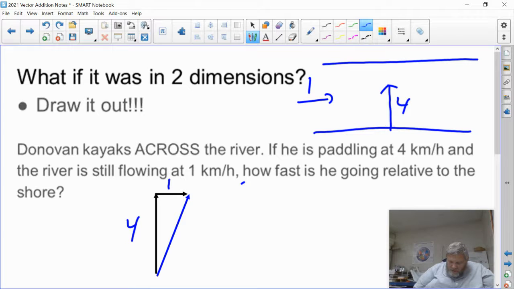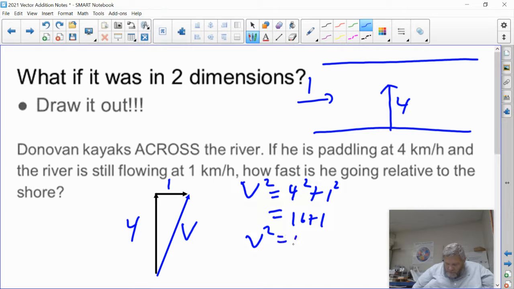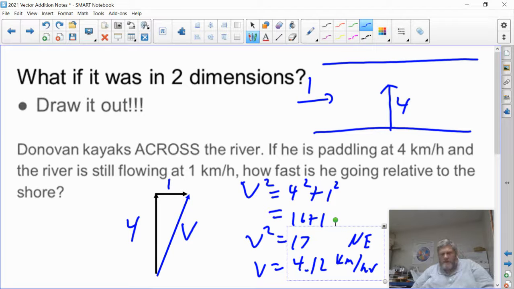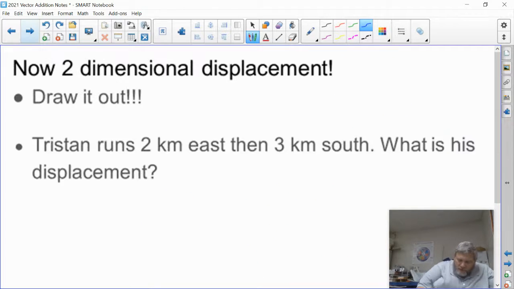So if this was velocity, then v squared would be equal to 4 squared plus 1 squared. That would be 16 plus 1. V squared would be 17. So v would be equal to the square root of 17, which is 4.12 kilometers per hour. And the direction would be kind of northeast, which is all we really need to put in right now. But the key on this is drawing it out. Draw that picture.